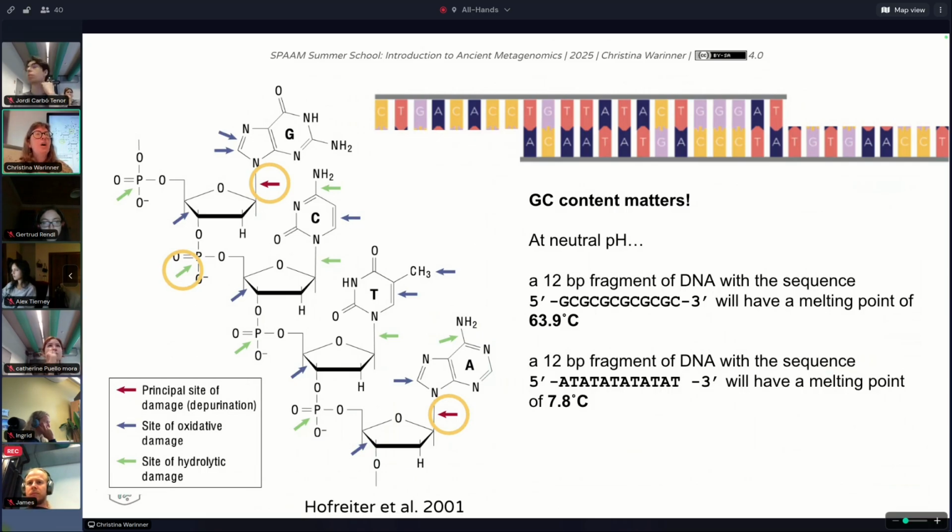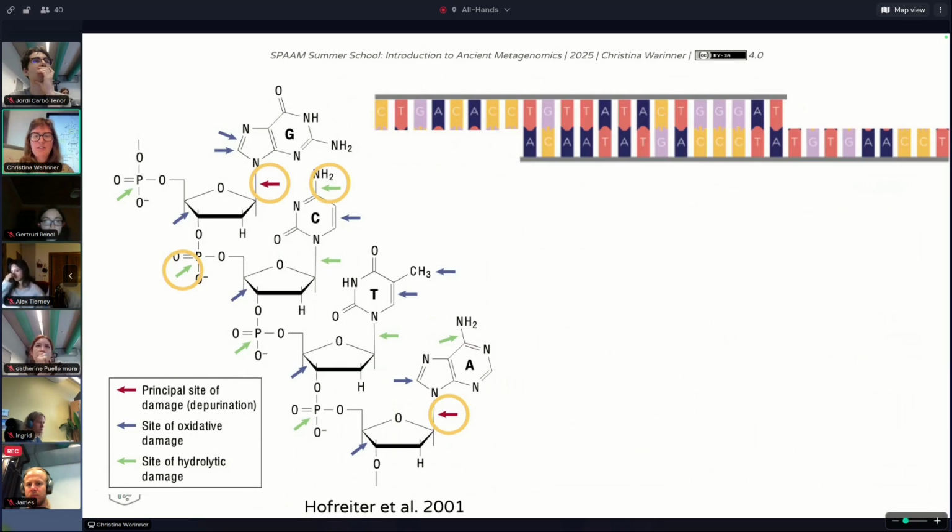However, that same 12 base pair fragment, if it's AT-rich, so entirely A's and T's, will have a melting point of about 8 degrees Celsius. That can be reached on a summer day very easily, even meters under the ground. So that is very likely to melt and separate and fragment. So the GC content matters a lot, and different bacteria have different GC contents, which will affect their relative degradation rates.